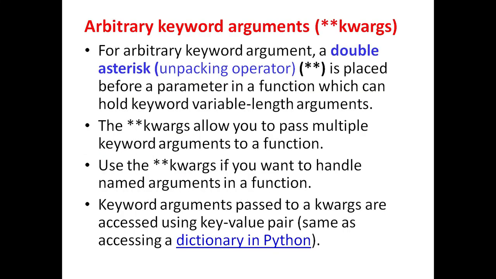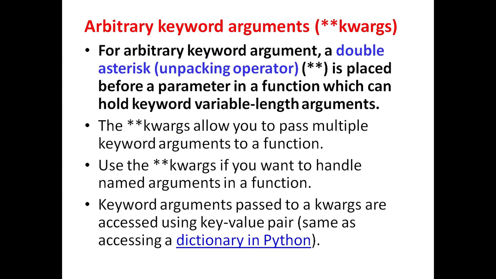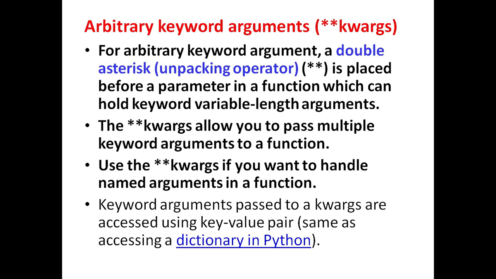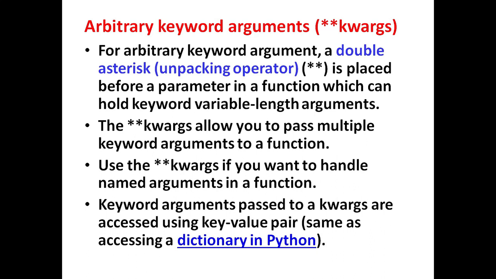Next is arbitrary keyword argument. For arbitrary keyword argument, a double asterisk, that is the unpacking operator, is placed before a parameter in a function which can hold keyword variable length arguments. The keyword arguments allow the user to pass multiple keyword arguments to a function. You can use the keyword arguments if you want to handle named arguments in a function. Keyword arguments are accessed using key value pairs, same as accessing a dictionary in Python.